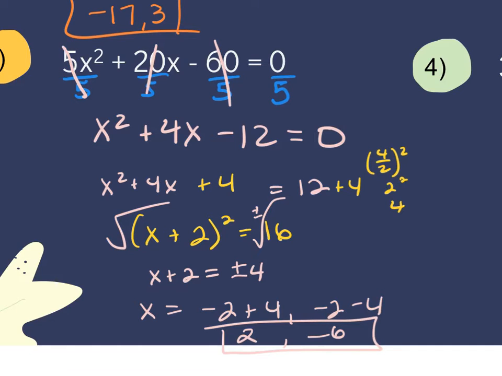If I had left the 5 at the beginning, my answers should be the same. I just would have to reduce at the end, but they should end up being the same.